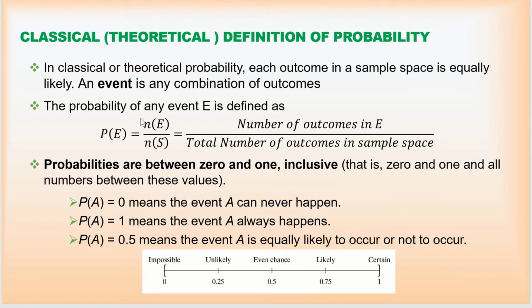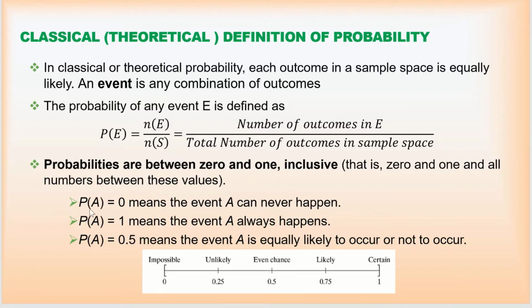Here we need to know a couple of things. When you calculate this ratio, NE, that is the number of outcomes in event E, divided by NS, the total number of outcomes in the sample space, this result is between 0 and 1. So it can be 0 or it can be 1 or it can be anything in between. So the probability cannot be less than 0. That means your probability cannot be negative. And probability is at most 1. It cannot be more than 1. So your probability is normally between 0 and 1. And sometimes it is 0 and sometimes it is 1.